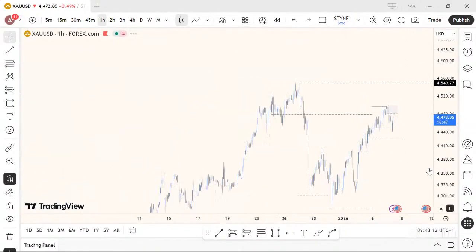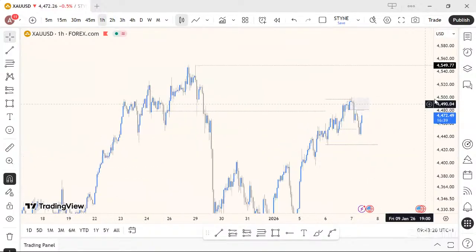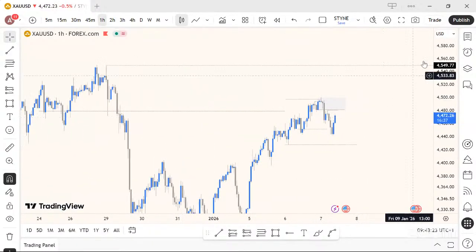You know, gold is very bullish. We cannot be taking too many sell trades, right? Because of how bullish gold is. So let's be very cautious at around that area.